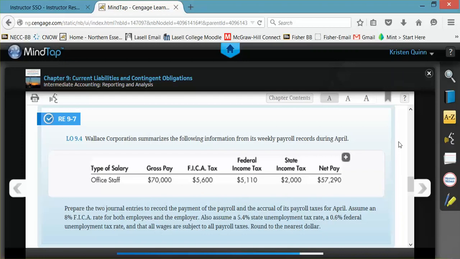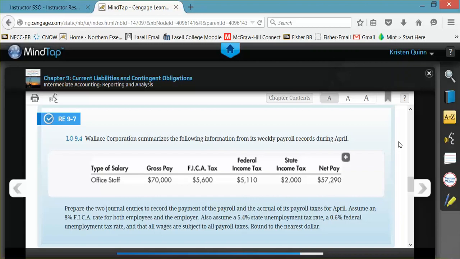The second journal entry is to record payroll taxes. Because we as a company have employees, we also have to pay taxes. And the taxes that the employer has to pay are FICA taxes, and we have to match dollar for dollar how much our employees are contributing to FICA. And we also have to pay state and federal unemployment taxes. Those are typically called FUTA and SUTA, for state and federal unemployment taxes.